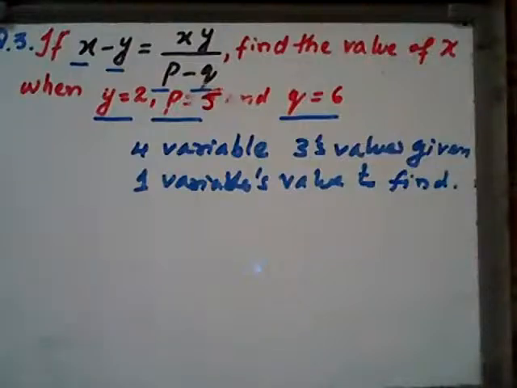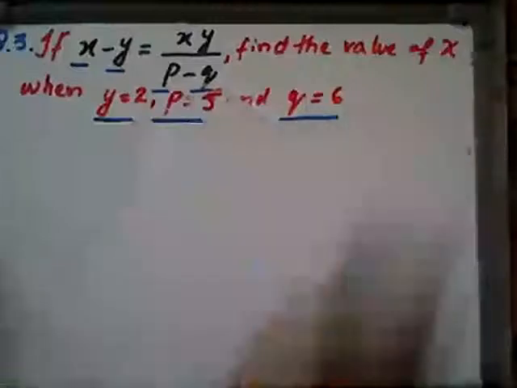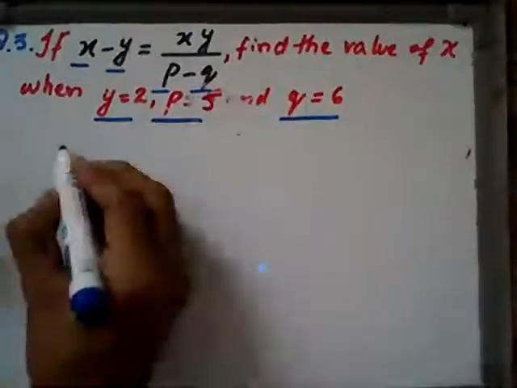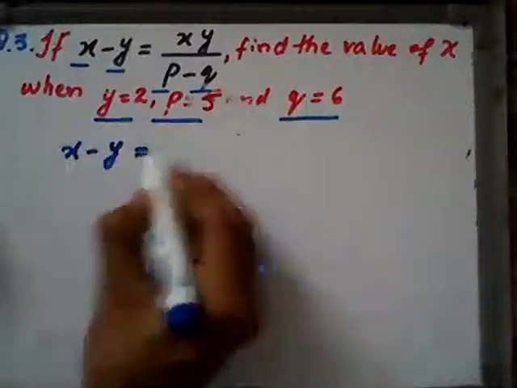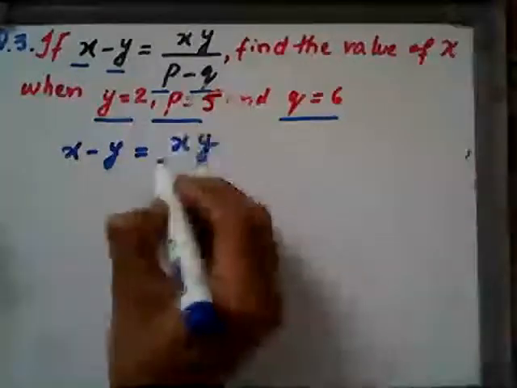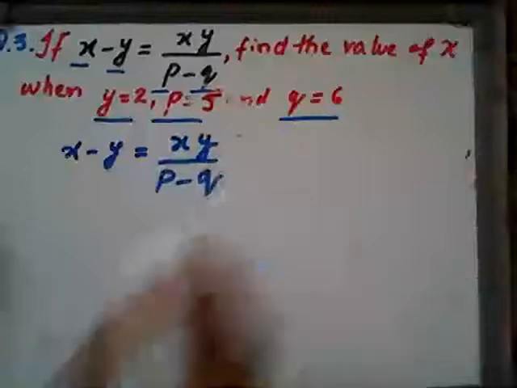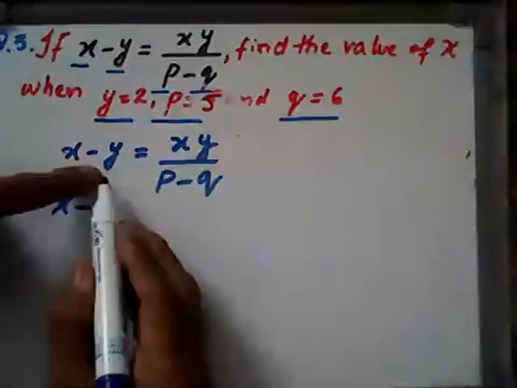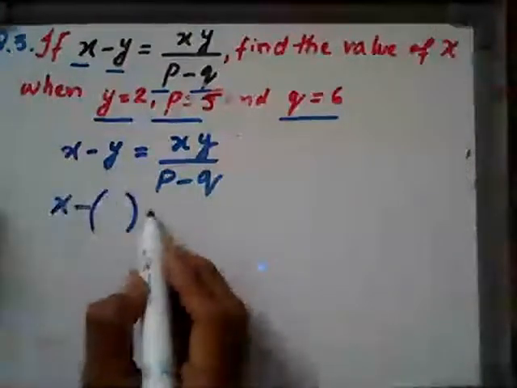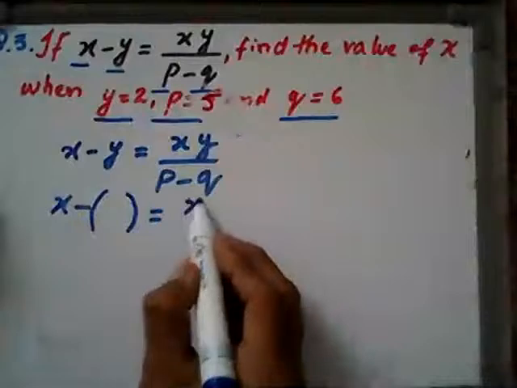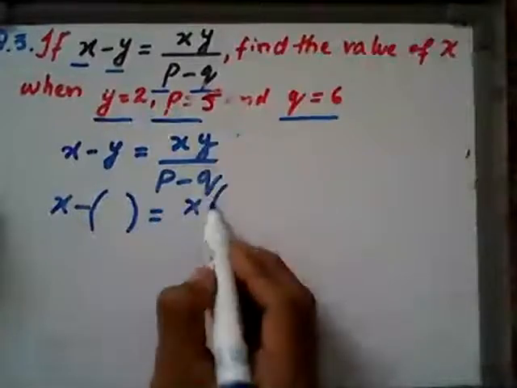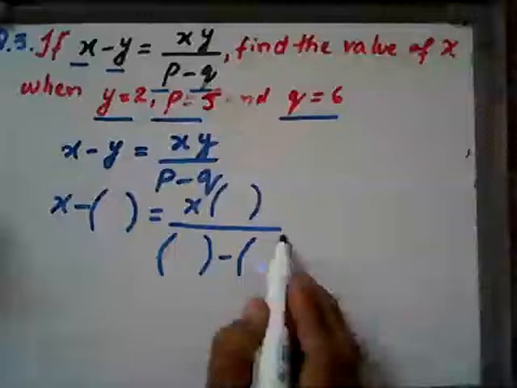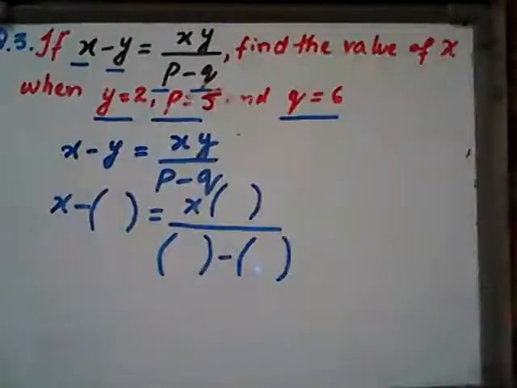So now it will be easy again. We'll be putting all the values first. First we'll write the equation: x minus y is equal to xy over p minus q. Now we put the values, and wherever a value is given we put a bracket. x's value is not given, but y's value is given, so we put brackets in every place. Now we'll fill the brackets with the values.